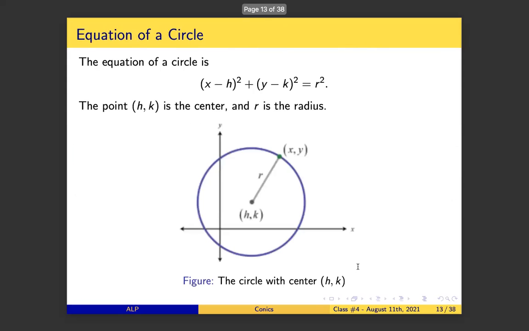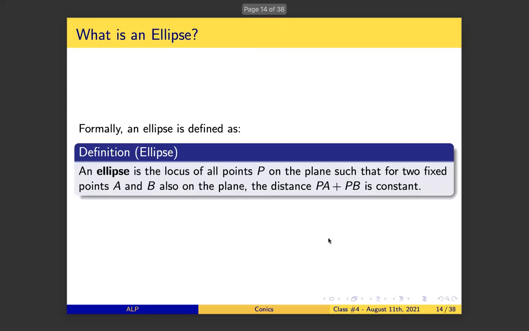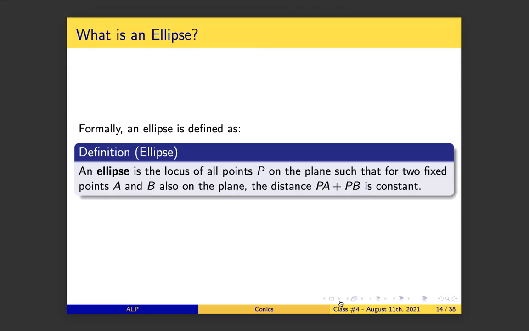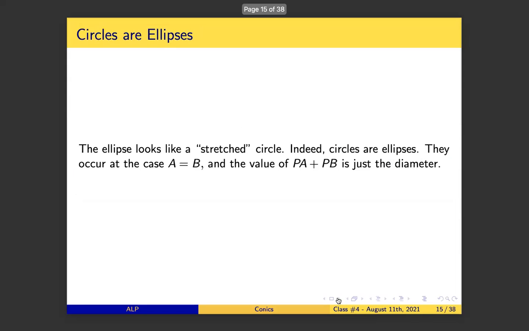Yeah, that's the equation of a circle, and an ellipse is the locus of all points P on the plane such that, for two fixed points A and B, also on the plane, the distance PA plus PB is a constant. For circles, if A equals B, then it's just a circle, and you can think of ellipses as stretched circles.